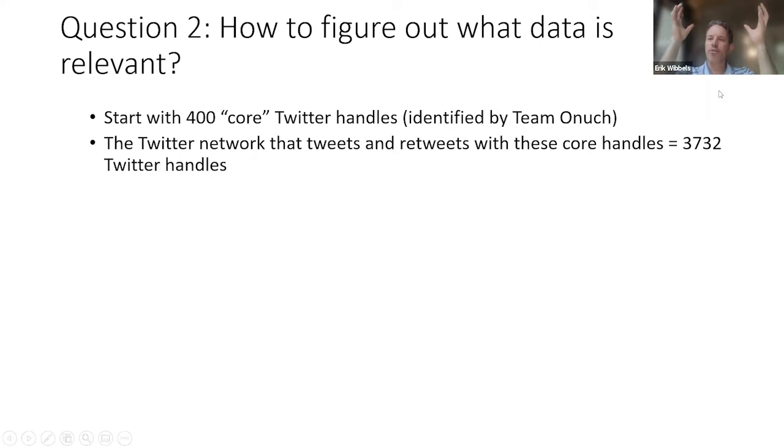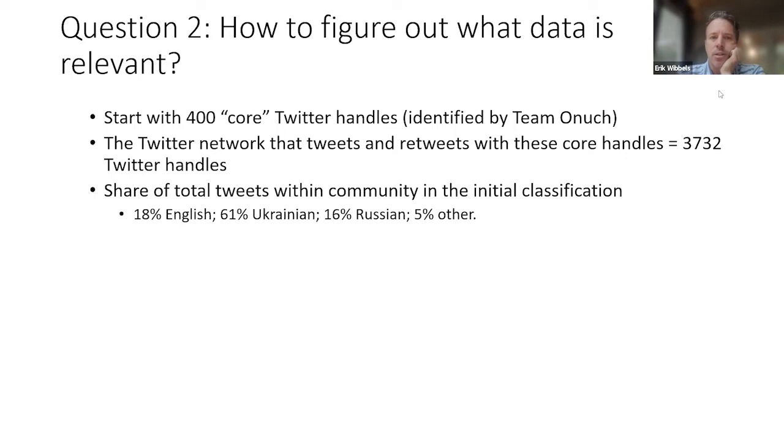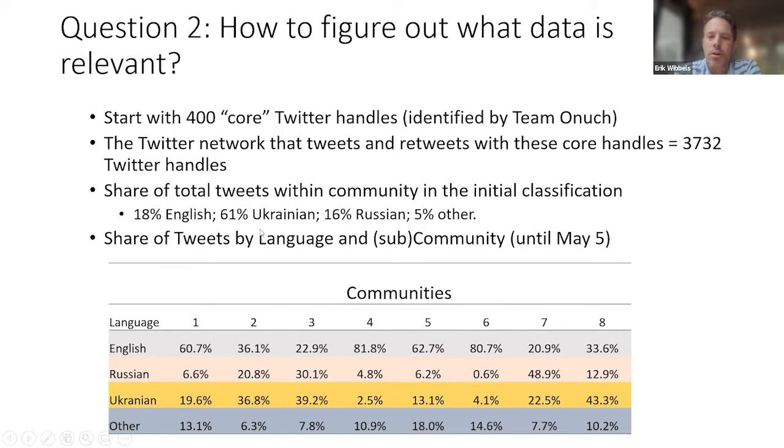Okay. If you look at the share of the total tweets that are within this overall network, this is about what we have in the core network. Now, as we'll see, as this network connects to the rest of the world, the composition of language changes. English becomes more important because there's a lot of consumption of the English language tweets going on. Before I put up some confusing table.